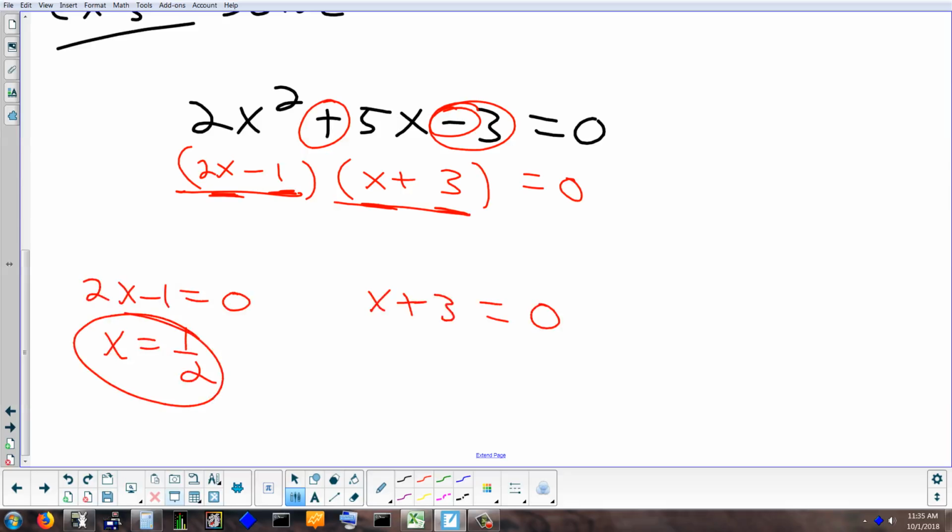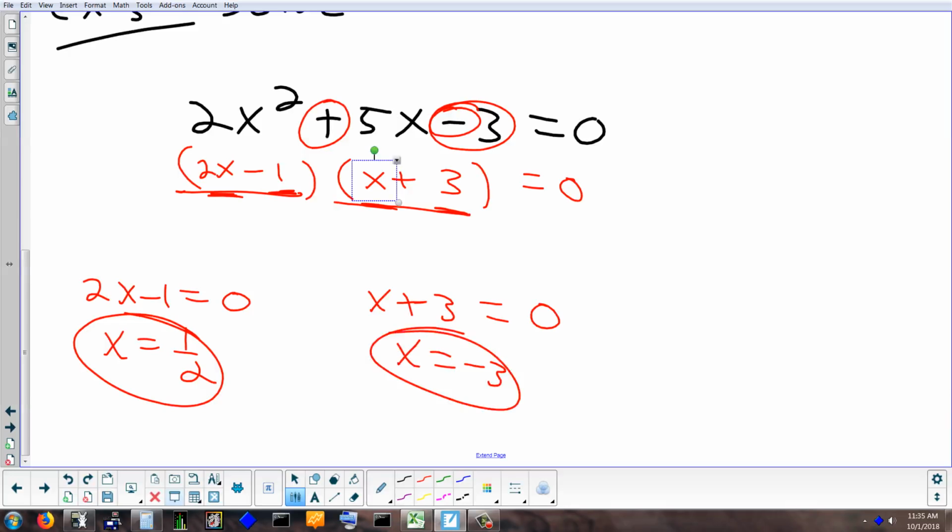So if we solve them, if you plug in a half, you get 2 times a half is 1. 1 take away 1 is 0. 0 times anything. Well, if you plug in a half, you get 3.5. But 0 times 3.5 gives me 0. If we solve the other one, we get x equals -3.